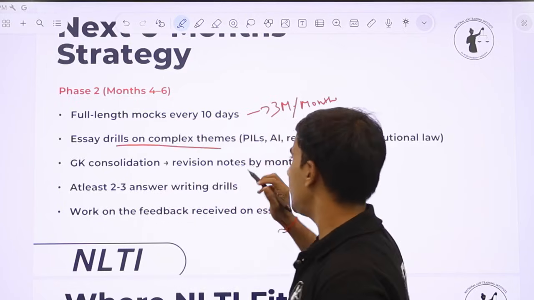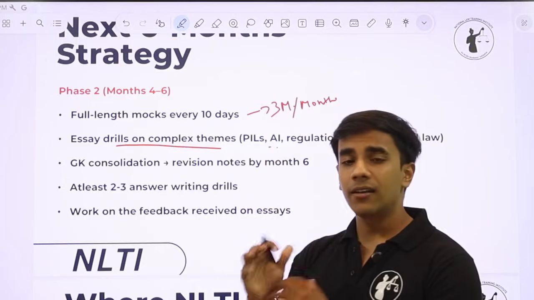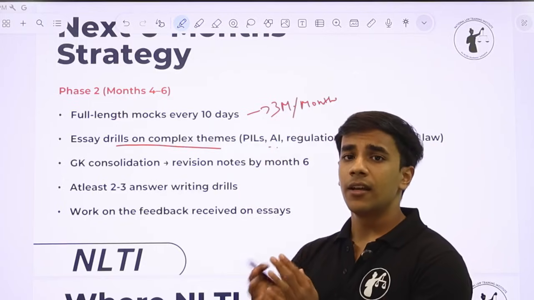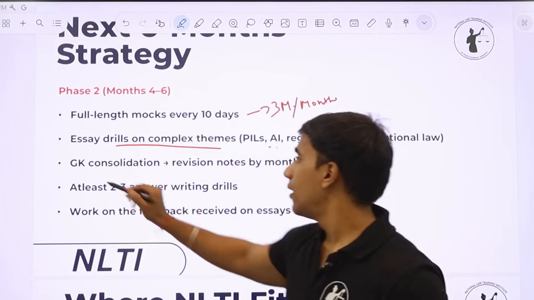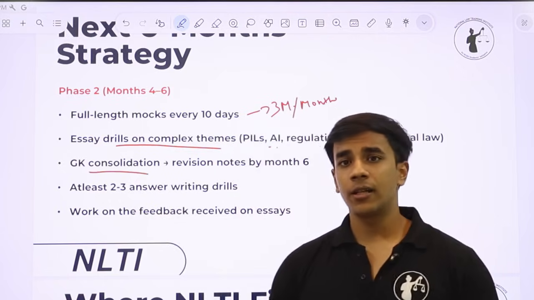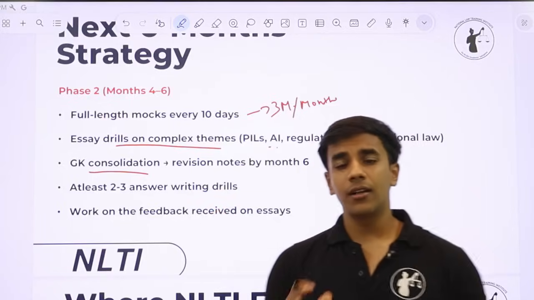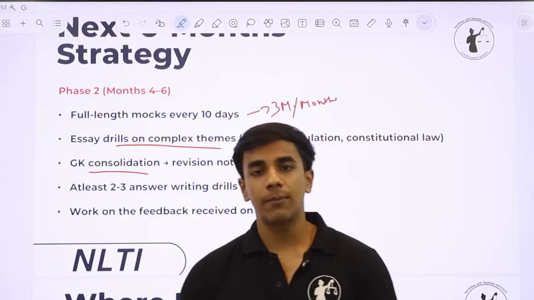Essay drills on complex themes, writing essays on complex themes which have an interdisciplinary junction of law, politics, society, culture, is very important. Focus on GK consolidation, revise your last 7-8 months notes, create a journal, create your own notes, so that 1 month before the exam you don't have to rely on multiple sources.